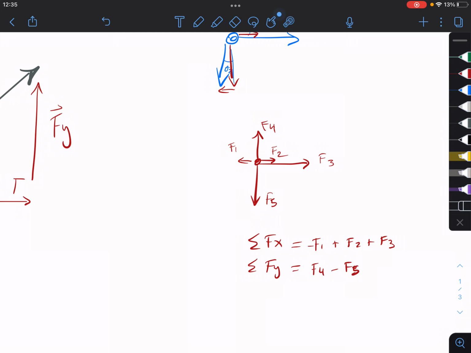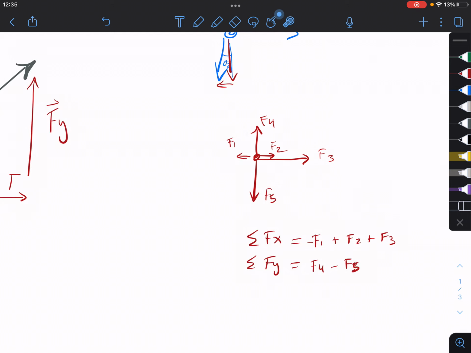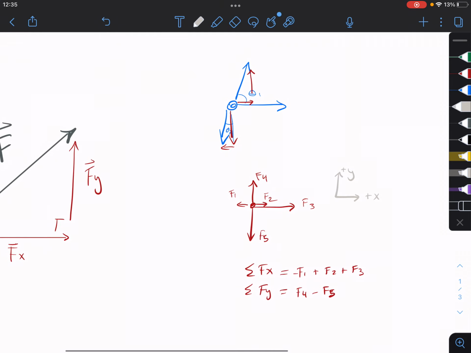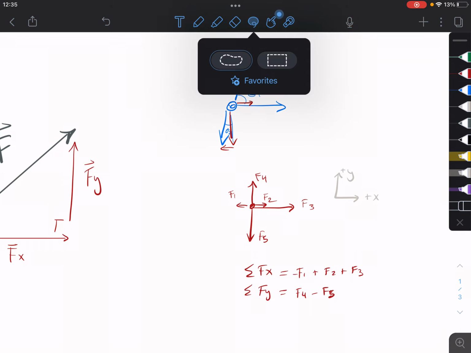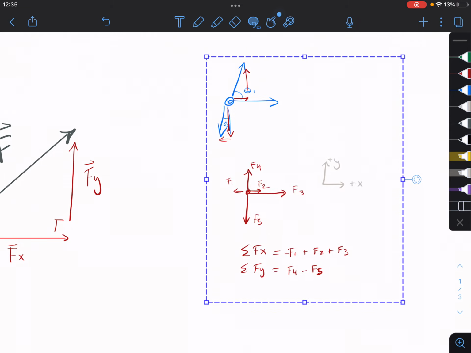Choosing the sign convention based on where they're pointing. So F4 is up, so it's positive. F5 is pointing down, so it's negative. So I would just pick this to be positive y and this to be positive x. This makes things easier when we have a lot of forces at more complicated angles. So trig ends up being really important when we're resolving things in our physics problems. So let's talk about how we would use trig and break stuff up here.